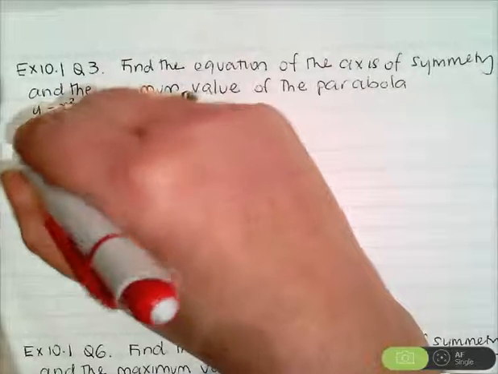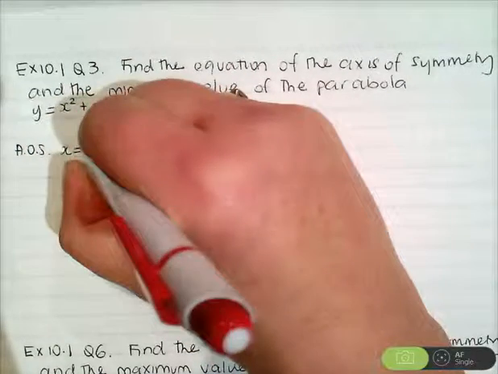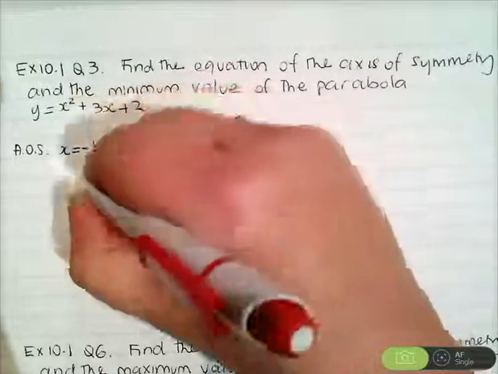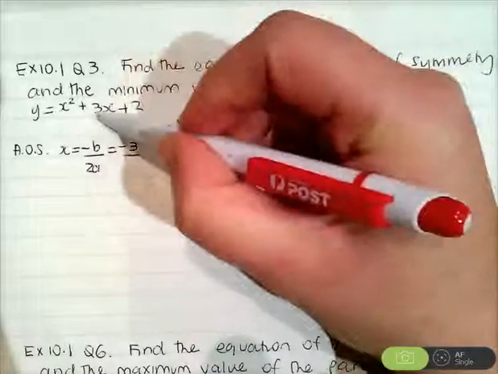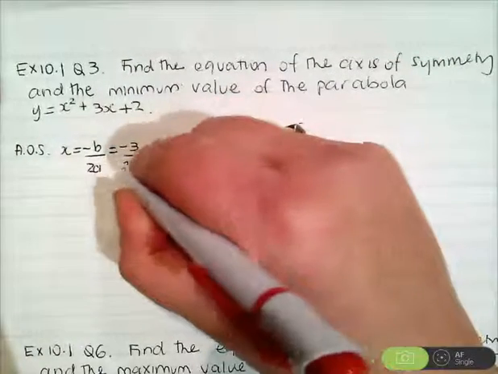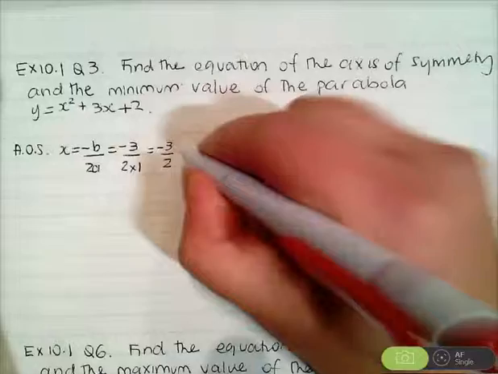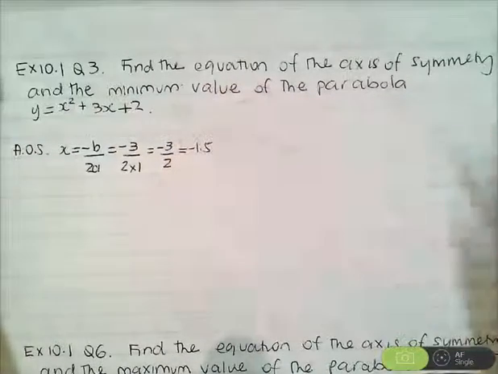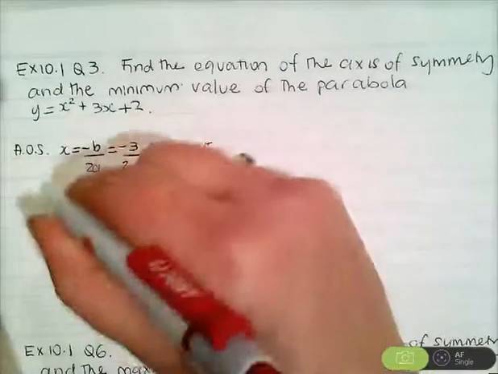So for the equation of the axis of symmetry, I just write AOS: x equals negative b on 2a, which happens to be negative 3 because a is 1, b is 3, and c is positive 2. So it's negative 3 over 2 times 1, which is negative 3 on 2, which is negative 1.5. So the equation of the axis of symmetry is x equals negative 1.5.